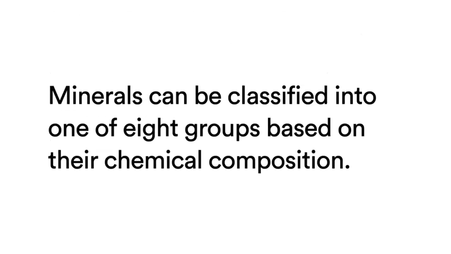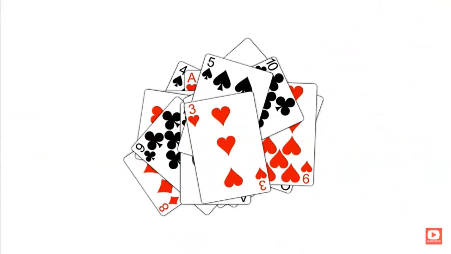Minerals can be classified into one of 8 different groups, and that's typically based on their chemical composition. Now, that's a mouthful. Before we move on, let's break down some of these words, starting with the word classified. Now, if you're not familiar with the process of classification, this is essentially grouping something based on a shared characteristic. Let's look at an example using something simple like playing cards.